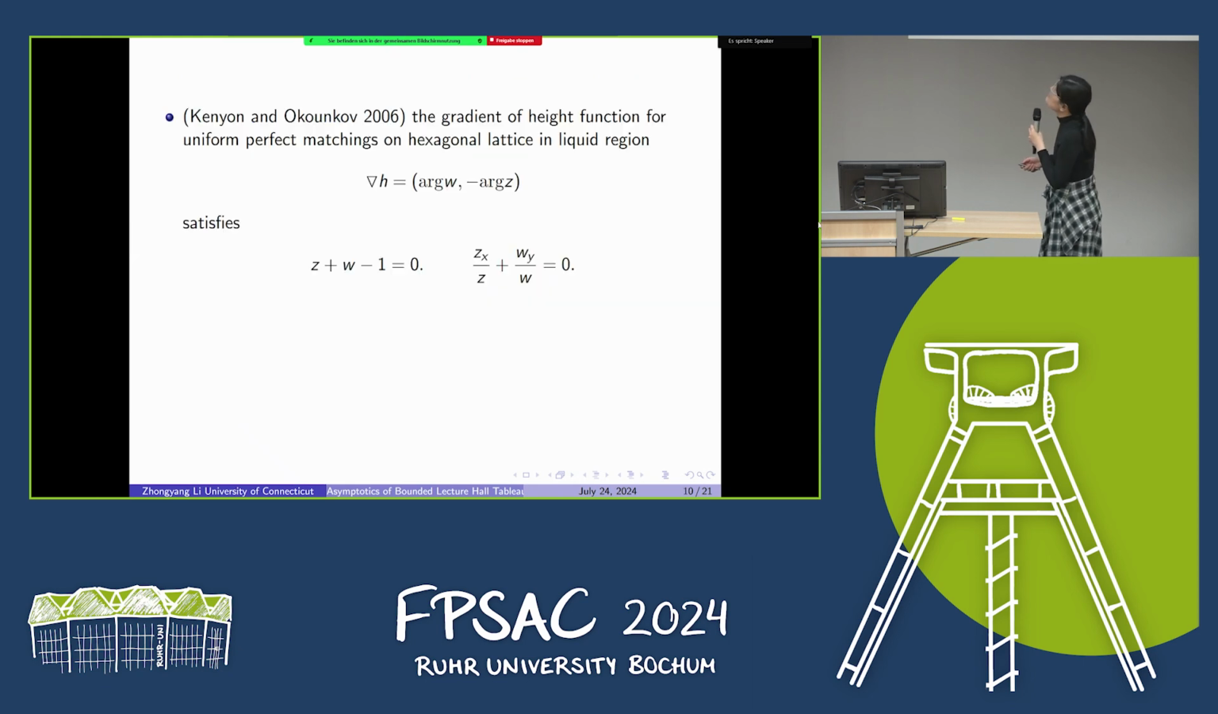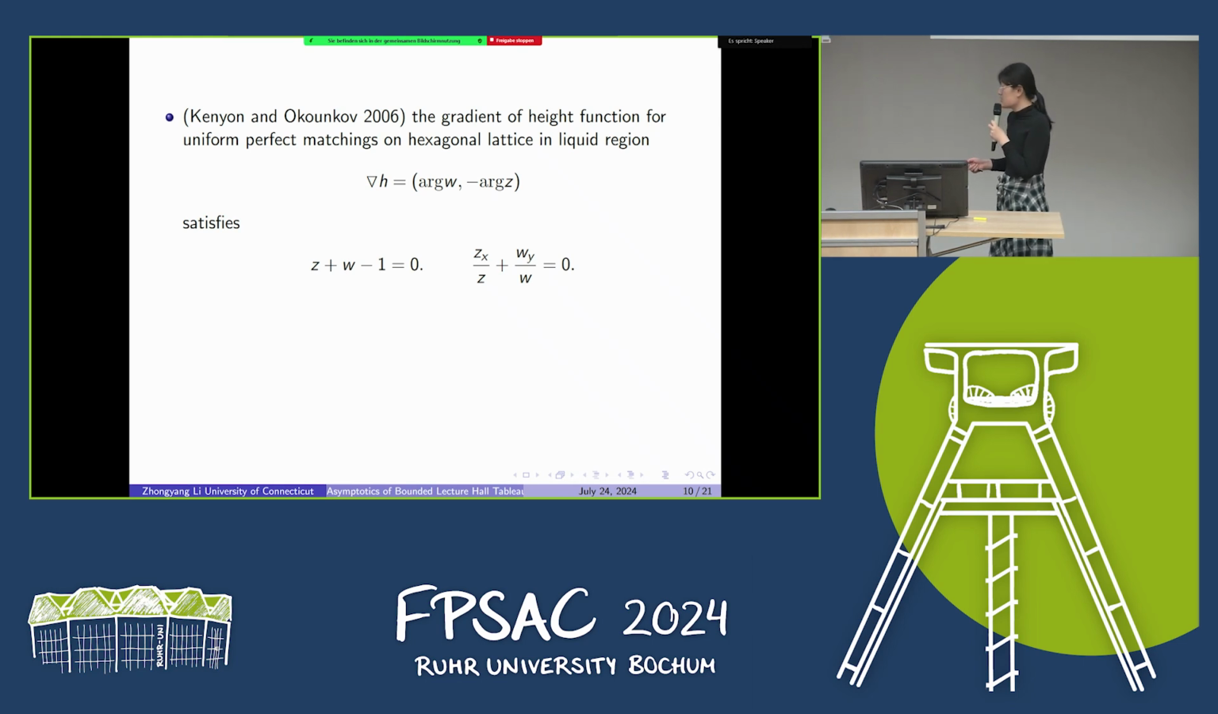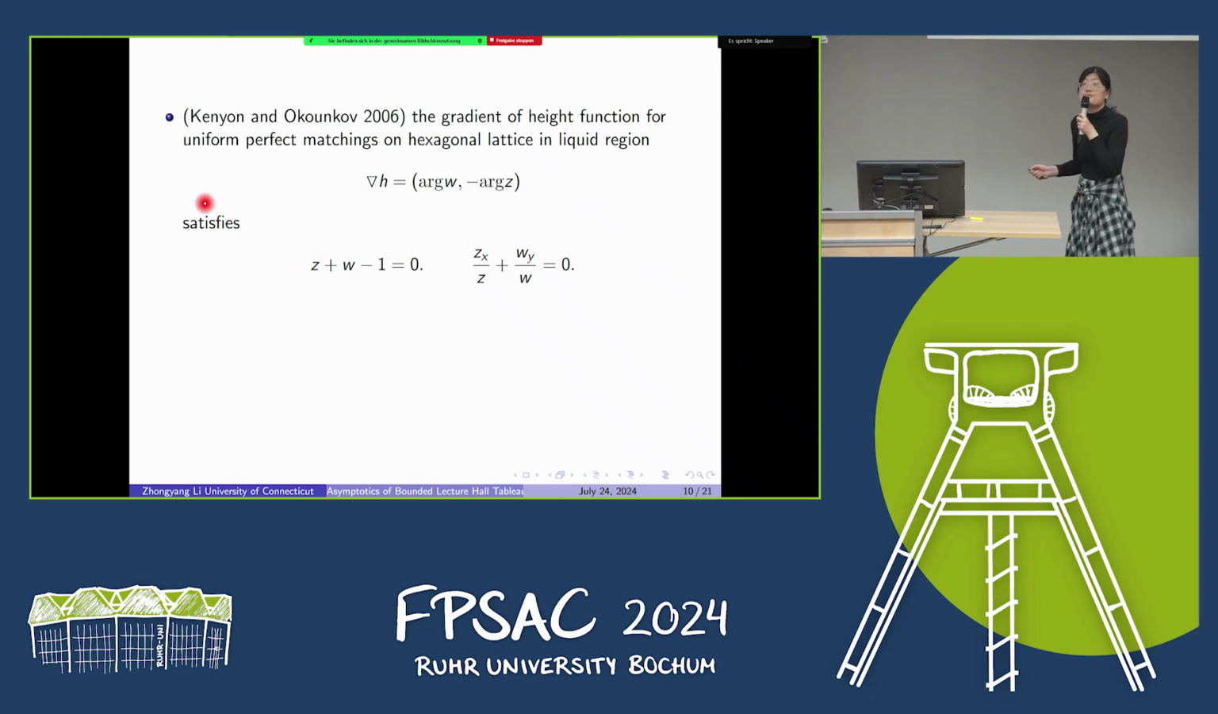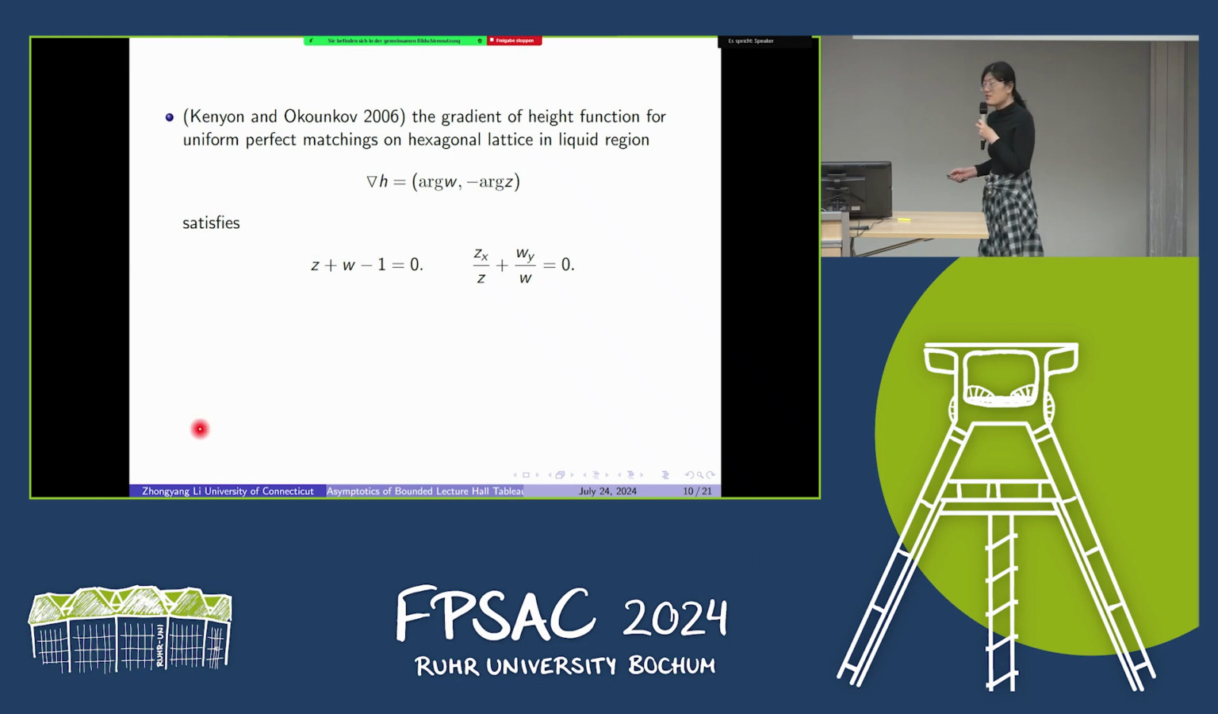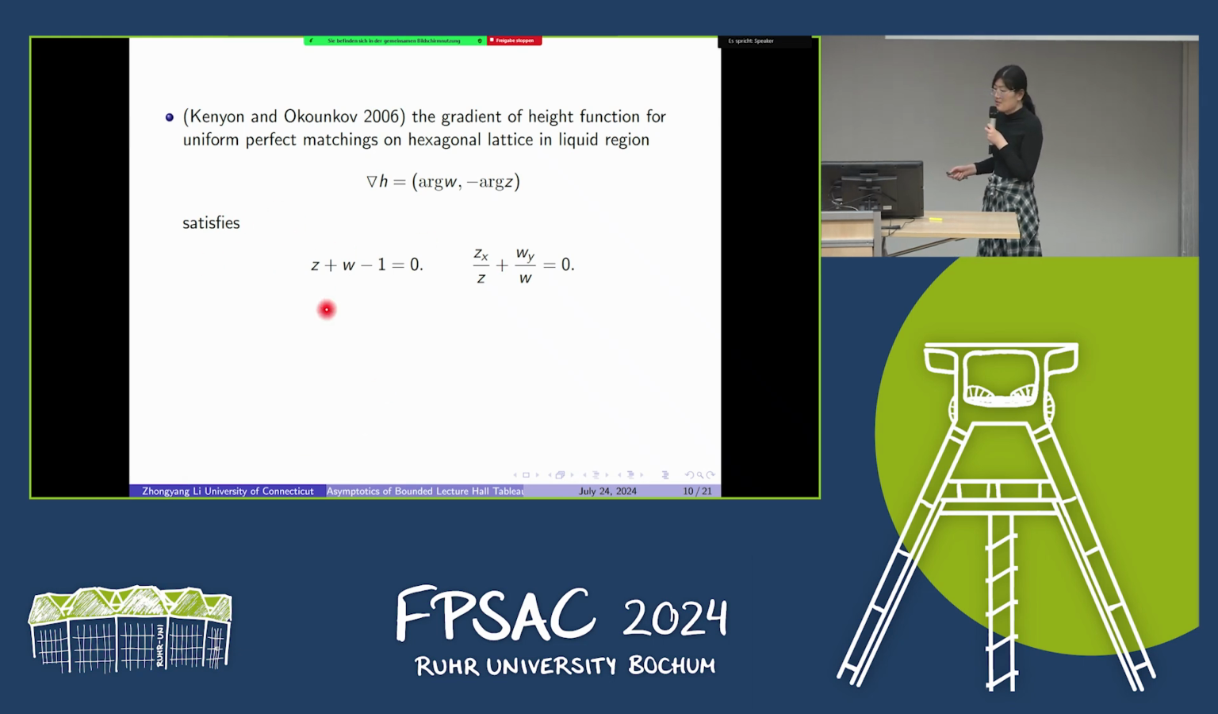Okay, so the complex Burgers' equation is known to be related to the limit shape of certain statistical mechanical models, for example, the uniform perfect matchings on the hexagon lattice. So the slope of the rescaled height function is given by the argument of w and negative the argument of z.